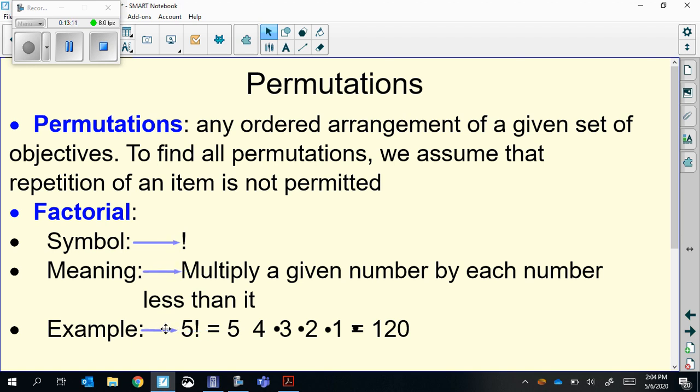So here we go. One of the things that we're going to use for permutations is the factorial symbol. So the factorial symbol is this exclamation mark, and what it means is you keep multiplying as you count down. So 5 factorial would be 5 times 4 times 3 times 2 times 1. You count down and you keep multiplying.